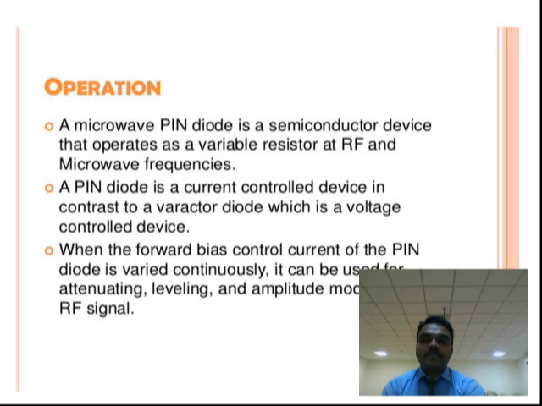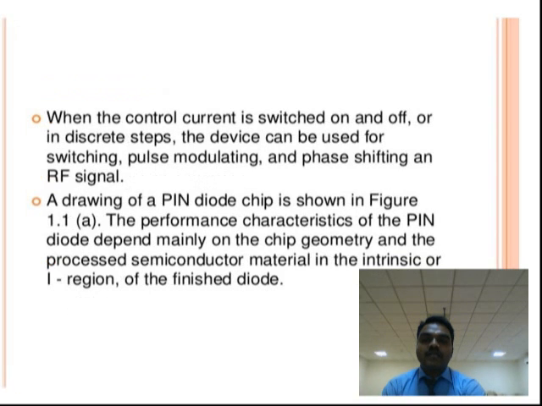When the forward bias control current of the pin diode is varied continuously, it can be used for attenuating level and amplitude modulating of the RF signal. When the control current is switched on and off or in discrete steps, the device can be used for switching, pulse modulating, and phase shifting an RF signal.